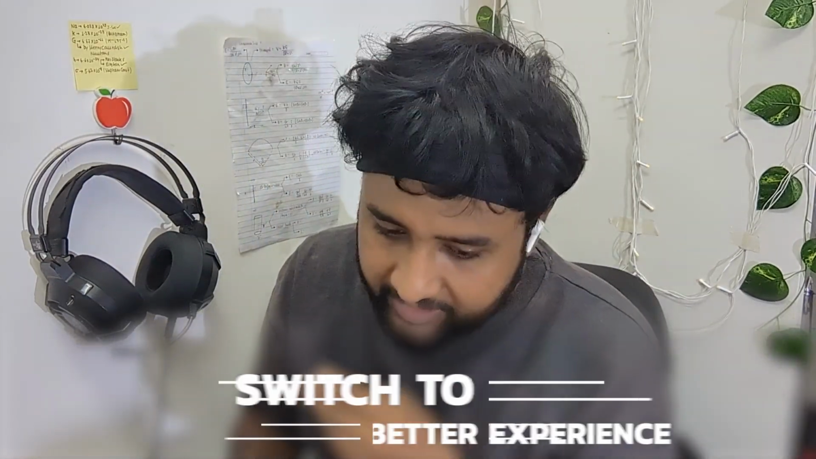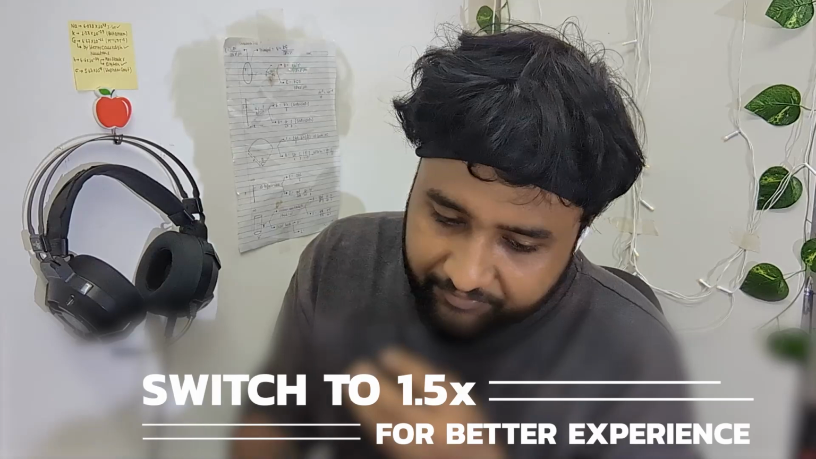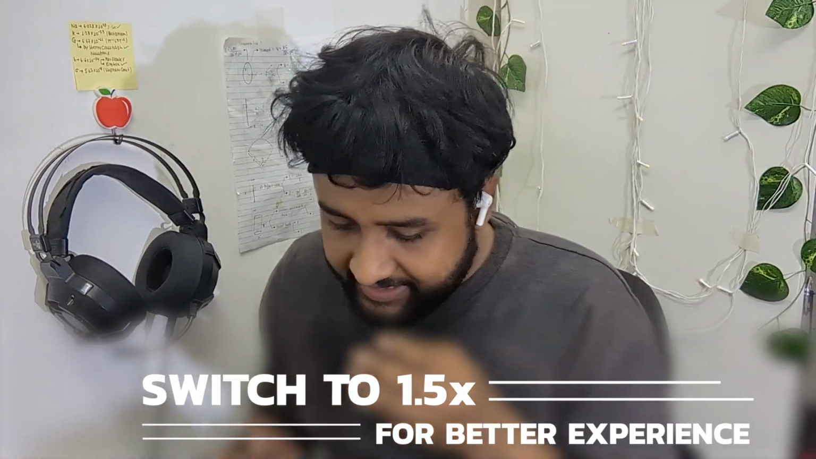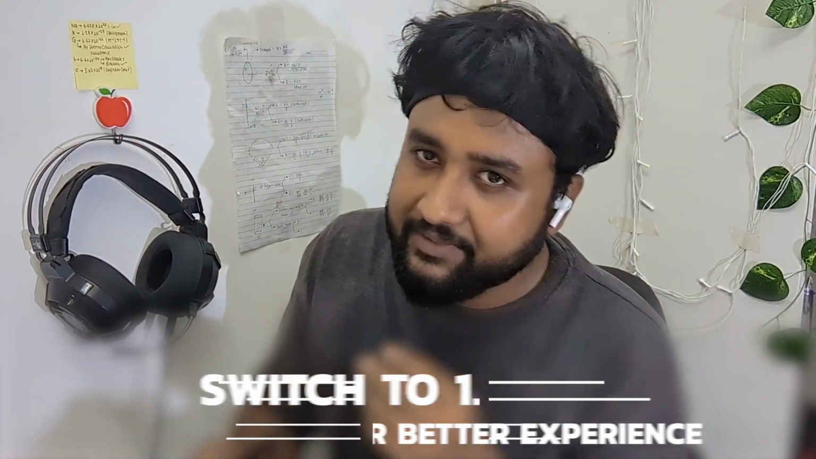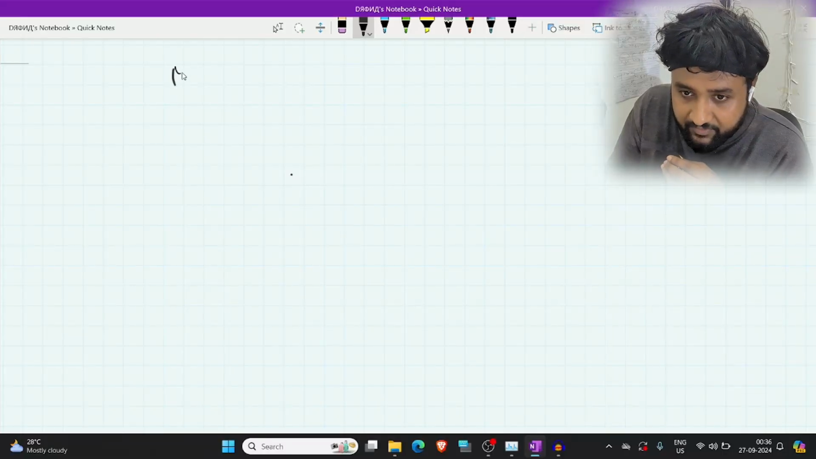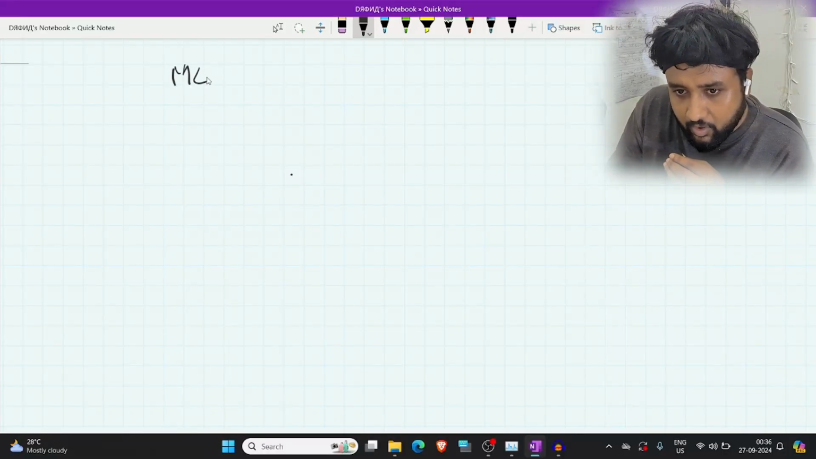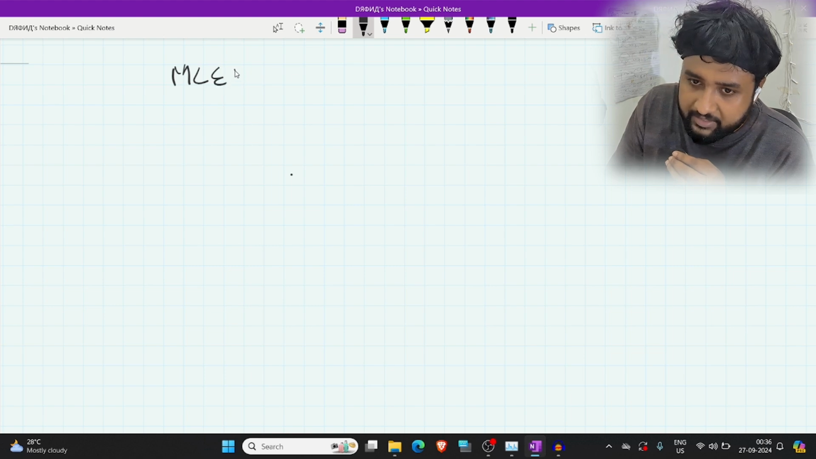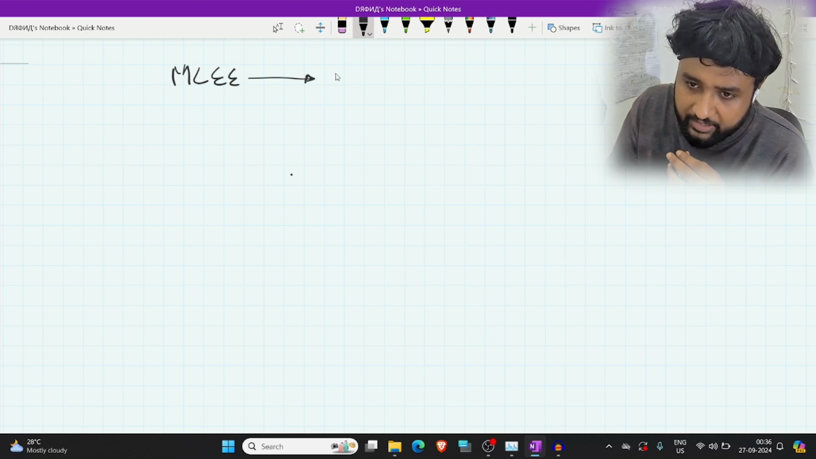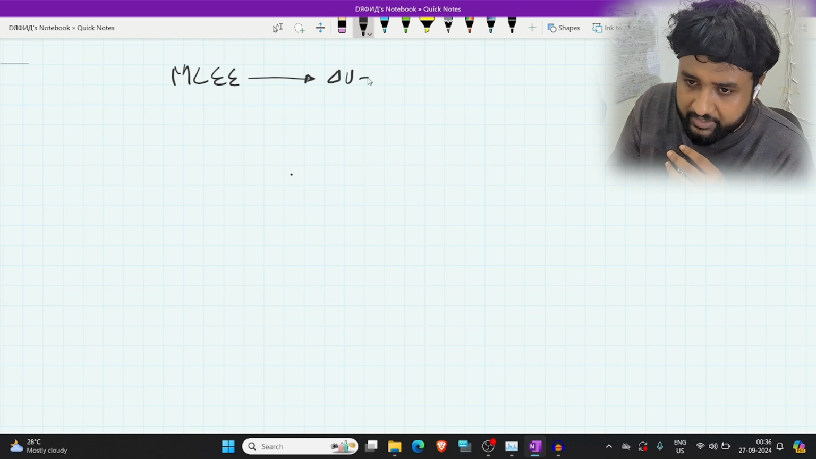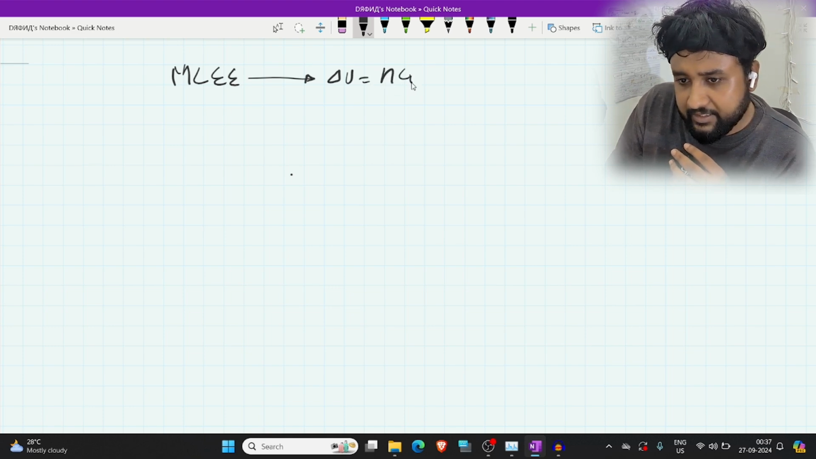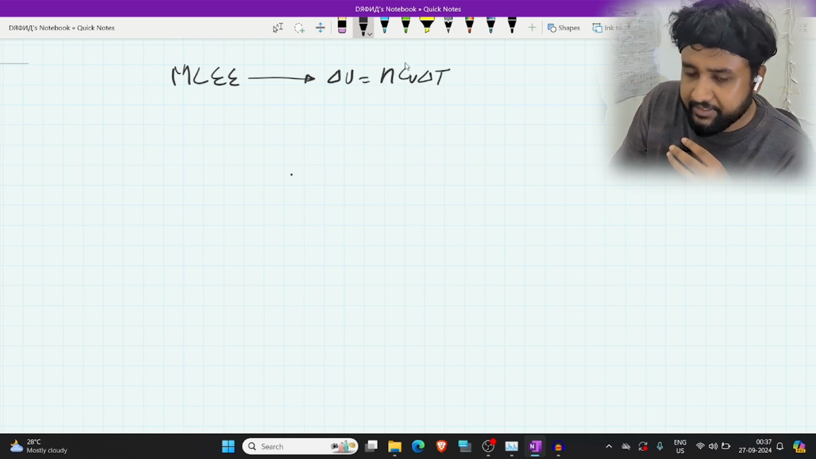Hi mates, today we'll be discussing Maxwell's law of equipartition of energy, and we'll derive from Maxwell's law of equipartition of energy till delta U is equal to nCv delta T in thermodynamics, of course. So without taking much time, I'll explain how it is done. I'll write Maxwell's law of equipartition of energy from here till delta U is equal to nCv delta T, right?